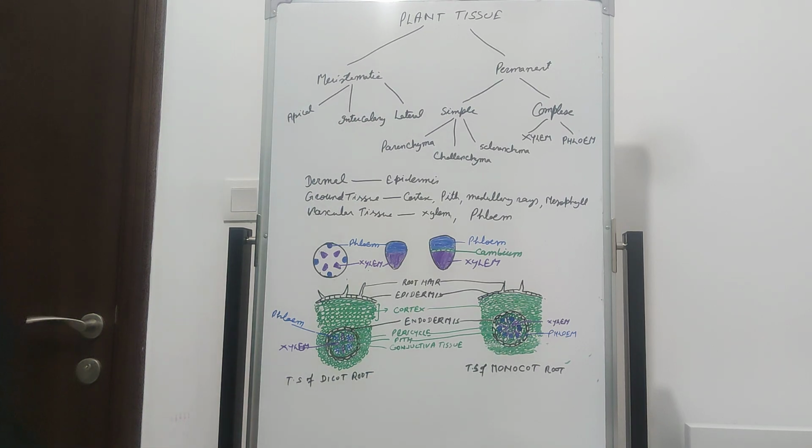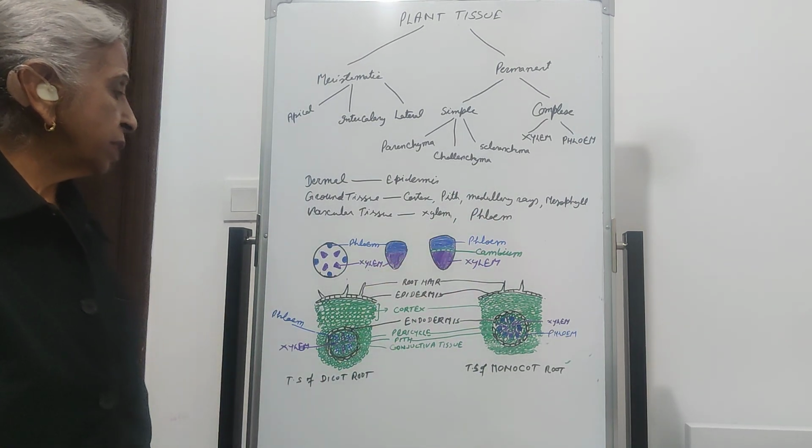The ground tissue consists of parenchymatous cells. It forms the cortex, pith, medullary rays, and mesophyll of leaves. Vascular tissue consists of xylem and phloem. Xylem and phloem are present in bundles.